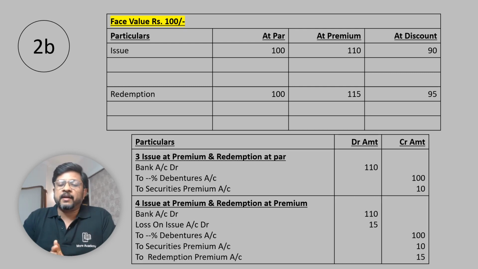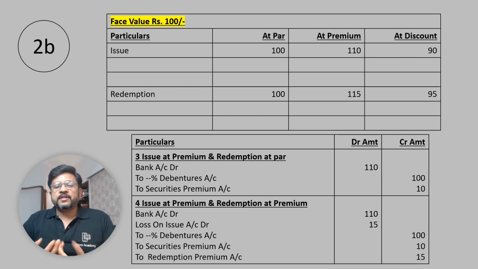Issue is at premium and redemption is at par. Issue is at premium, that means you are not going to receive 100 rupees of face value, but you are going to receive 110 rupees. That means bank account will be debited by the net amount received. Bank account is debited by 110 rupees, but debenture account always credited by face value. So debenture account will be credited by rupees 100 and securities premium account will be credited by the balancing figure. Here it is not a redemption premium, but you are receiving extra money. That's why it is credited to securities premium account.